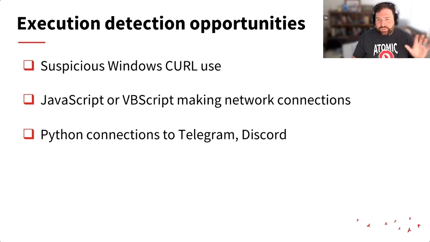Danabot would also use JavaScript or VB script files to make network connections. And while we didn't observe this part with Danabot, we do observe it with other stealers, where sometimes we'll end up observing Python-based stealers making connections to Telegram or Discord immediately after they start executing to send status checks. So all of these are potentially detection analytic items that might be helpful in your organization, depending on how busy your organization is and the resources that you use.